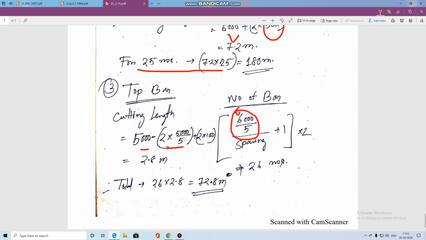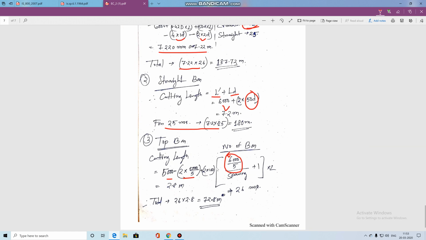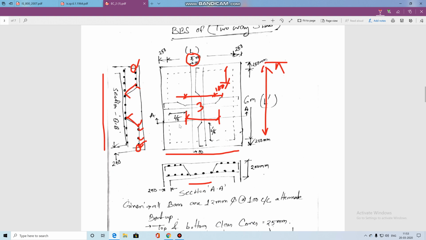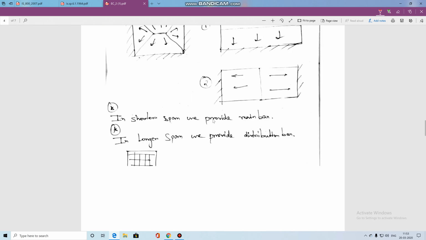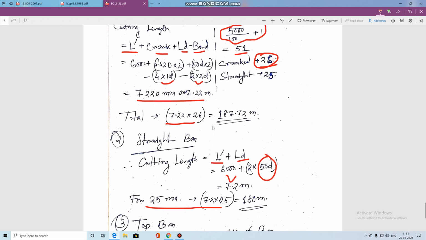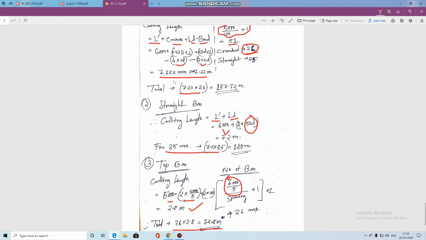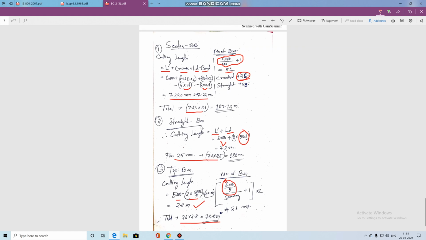5000, 2 into 5000 by 5, that means both sides, and 2 into 100, that means both sides. I will show in the diagram. Look, total is 5000 minus 2 into 5000 by 5, that means both sides are deducted, and adding these two portions, 2 into 100, that is the calculation given here. So this is the length of the top bar, and you just multiply with the number of bars of the top bar, and you finally get the total length of the bar.